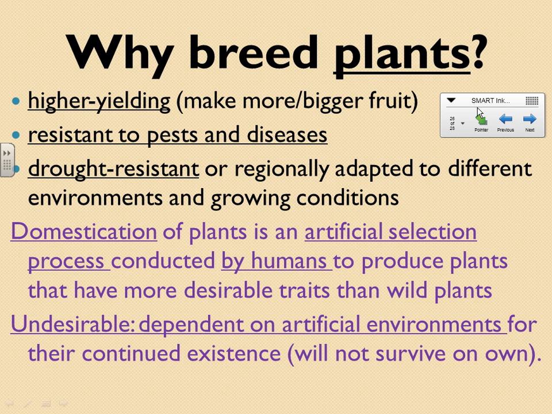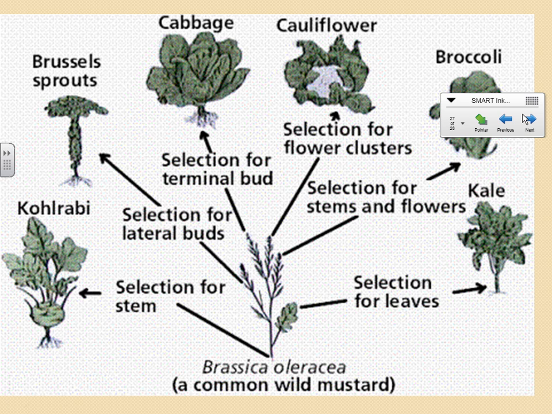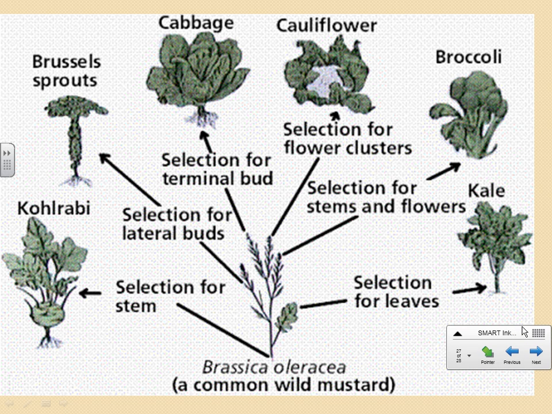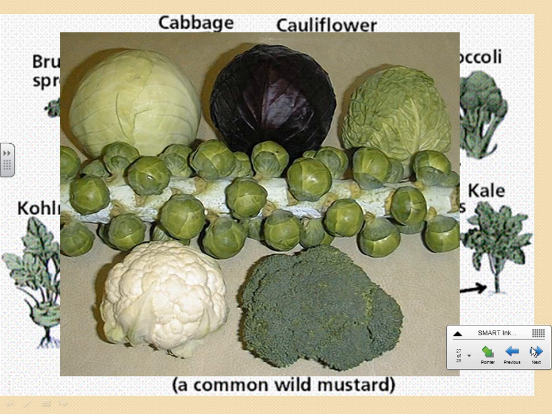Here's an example of selective breeding. We have one wild species of wild mustard, and we have selectively bred it for different things. For example, from our wild mustard, we have developed broccoli, cauliflower, cabbage, kale, Brussels sprouts, all sorts of different vegetables from one species of plant. They all seem like they are different, but they're the same species. They were just bred from the same species of plant. So this is an example of selective breeding. We chose the traits that we wanted, and this is what we get.